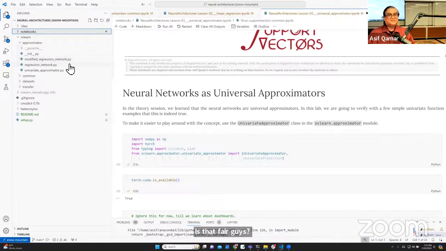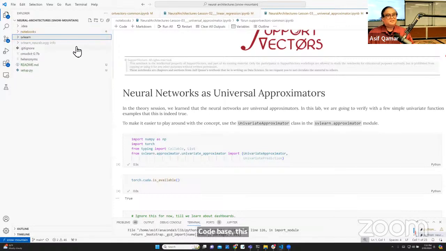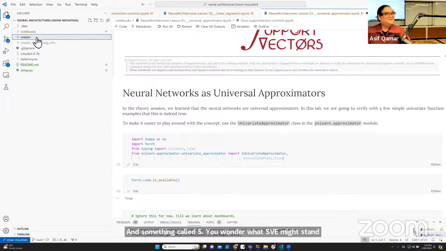Now, this code base, this directory, is made up of two basic directories, notebooks and something called svlearn. You wonder what SV might stand for. Yes. So this is our library. All our libraries start with the word svlearn.